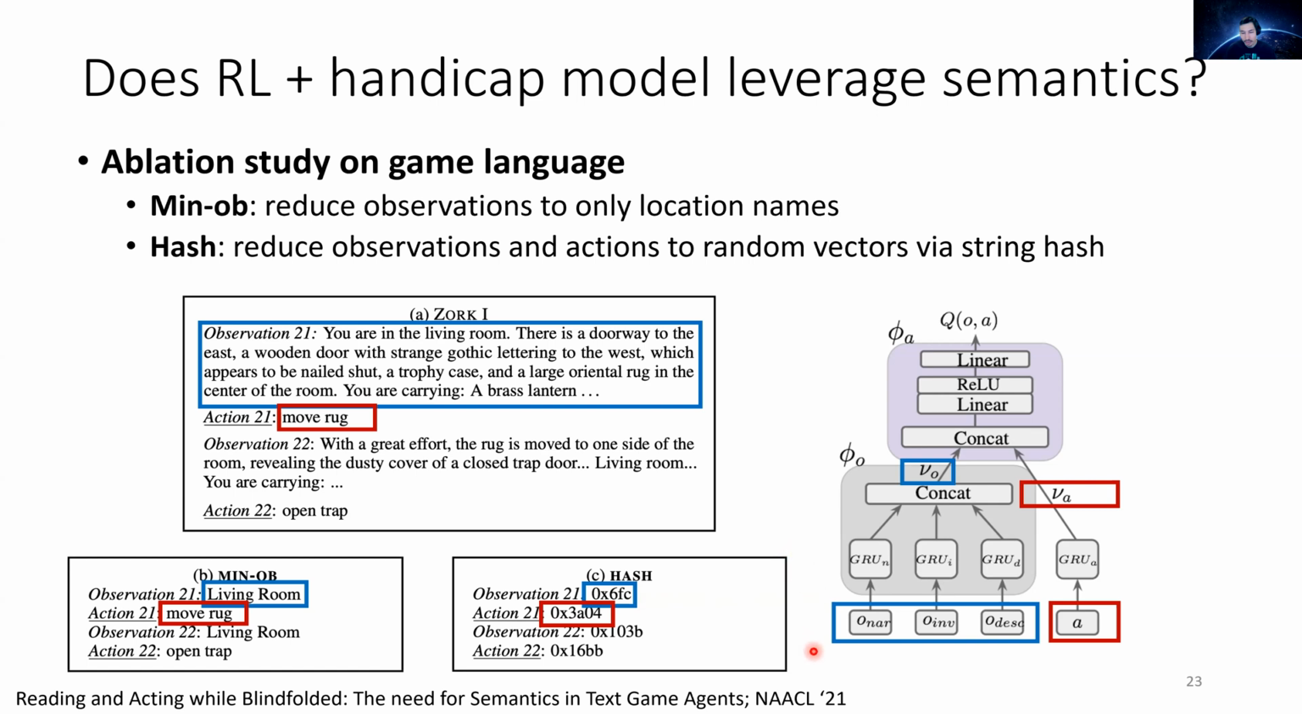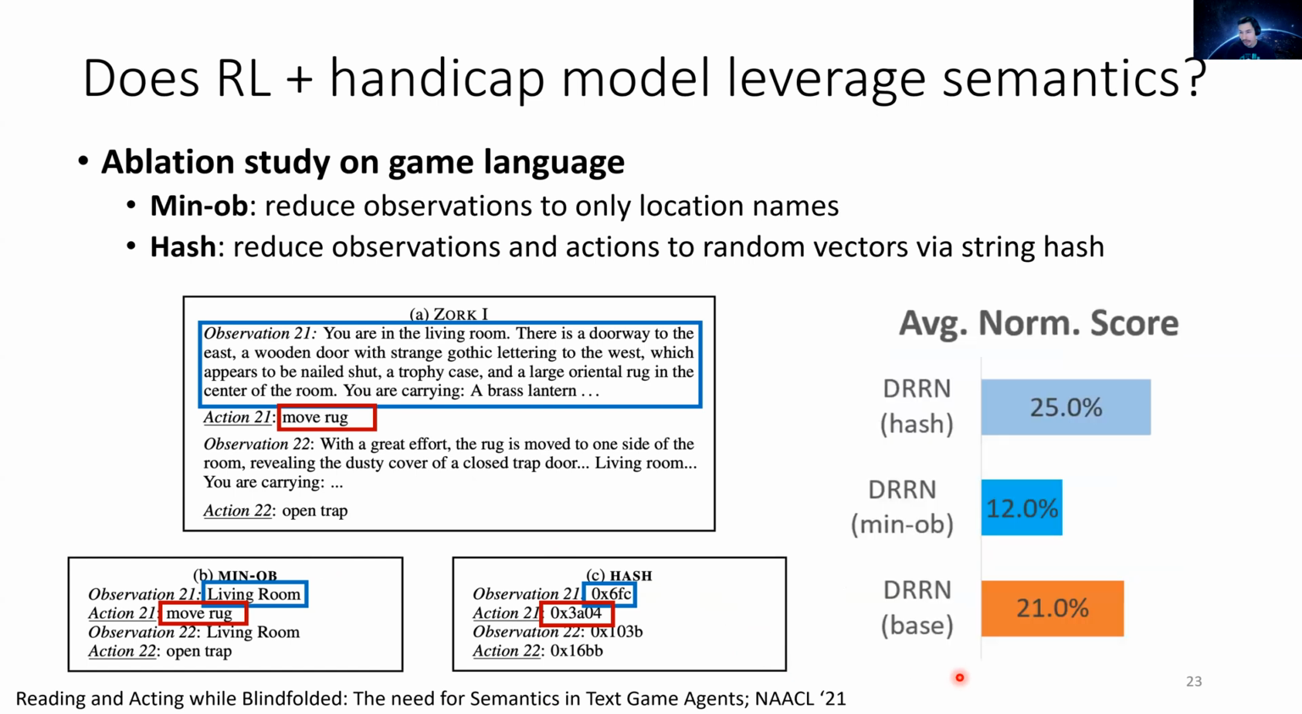So we trained this DRRN, the valid action agent, using these 3 different representations. And as we can see from the normalized scores across a variety of games, the DRRN hash is performing higher than the DRRN base agent, which has access to the full text of the observation screens. The DRRN with just the location names actually performs somewhat lower than the others. So this result actually highlights the fact that the valid action handicap might be a little bit too generous for training these text-based agents, particularly if we want them to emphasize learning semantic information from language.